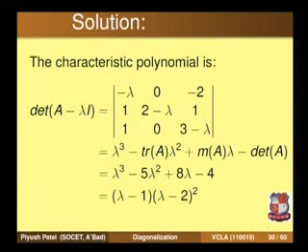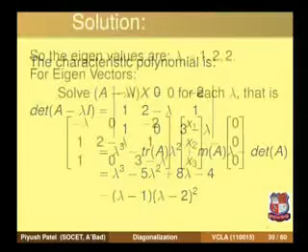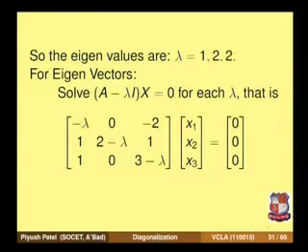Therefore we have the following characteristic polynomial: lambda cube minus 5 lambda squared plus 8 lambda minus 4. When you factorize this polynomial, we have 3 factors: lambda minus 1, and lambda minus 2 repeating 2 times. The roots of this characteristic polynomial are the eigenvalues, so the eigenvalues of this matrix are lambda equal to 1, 2 and 2. So this is the case where eigenvalues are repeated. Here the eigenvalue 2 is repeated 2 times.